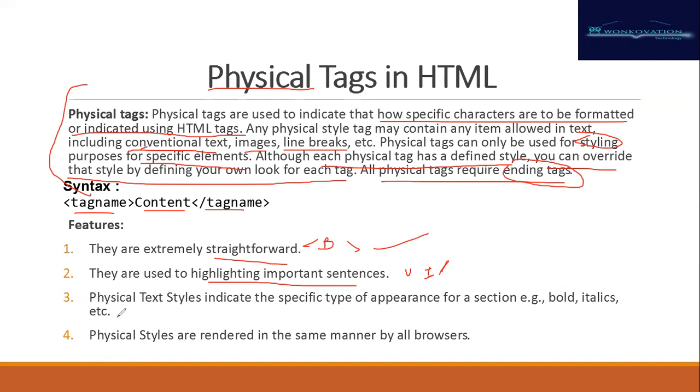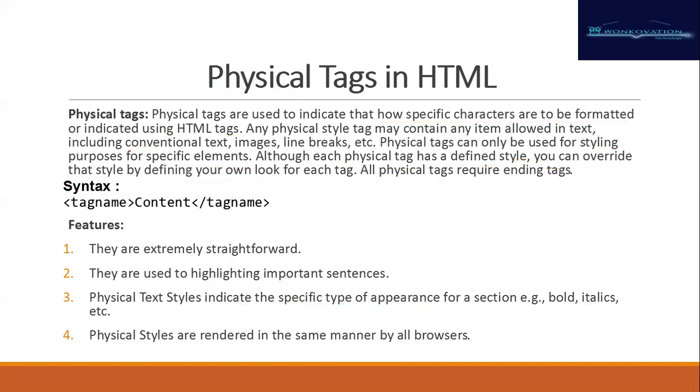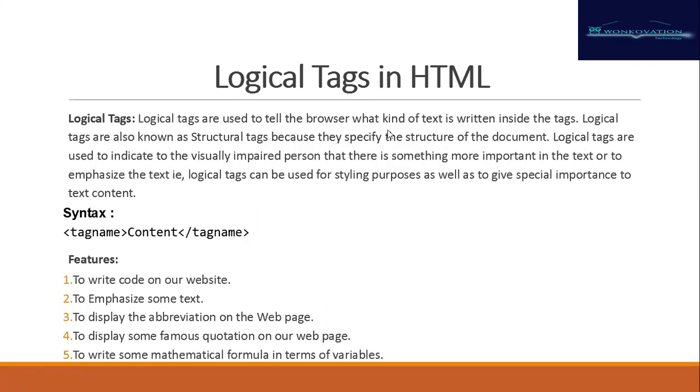So physical tags are used to specify the text appearance. It is used only for the appearance of a sentence, like bold, italic, etc. Physical tags are rendered in the same manner in all browsers. Whatever the tag used, it is visible the same in Edge and Chrome. So it is the same on all browsers.